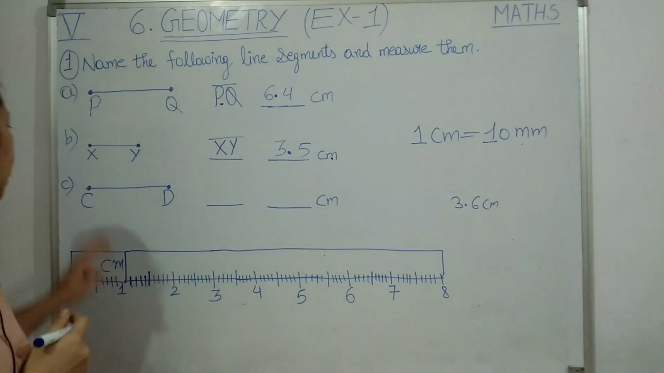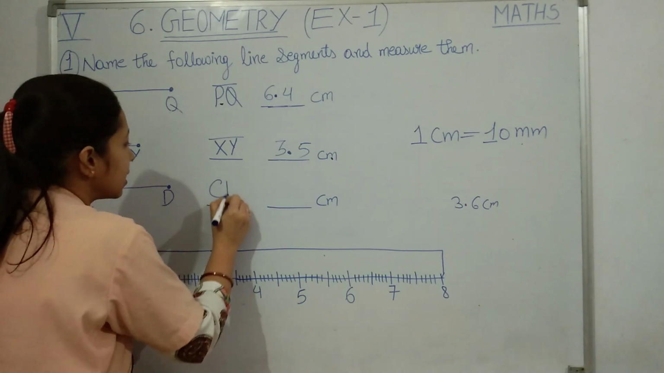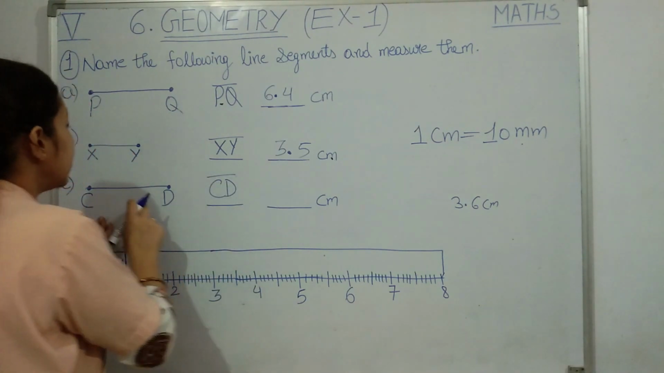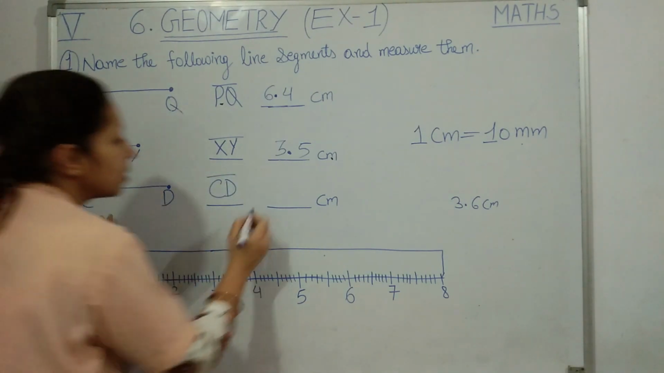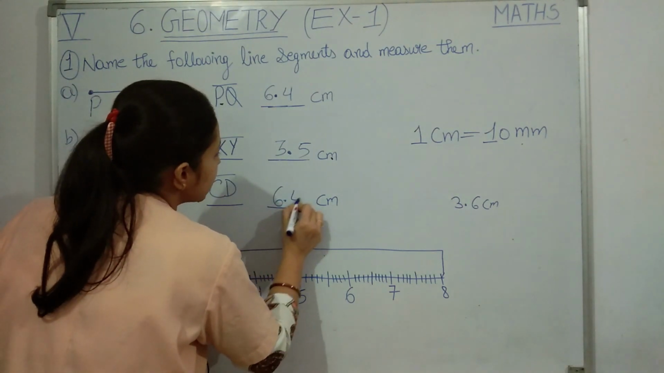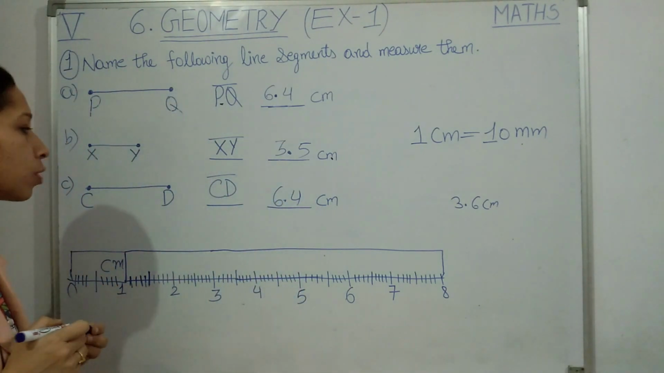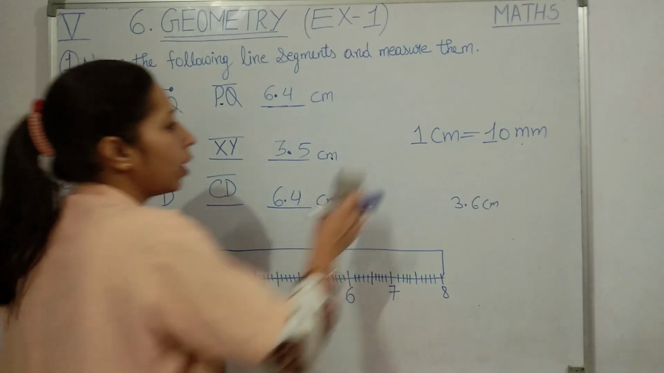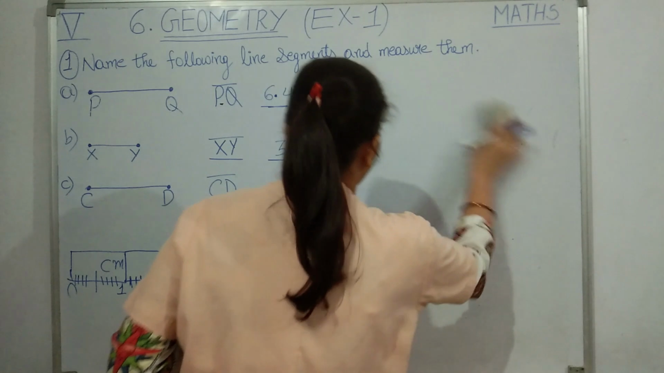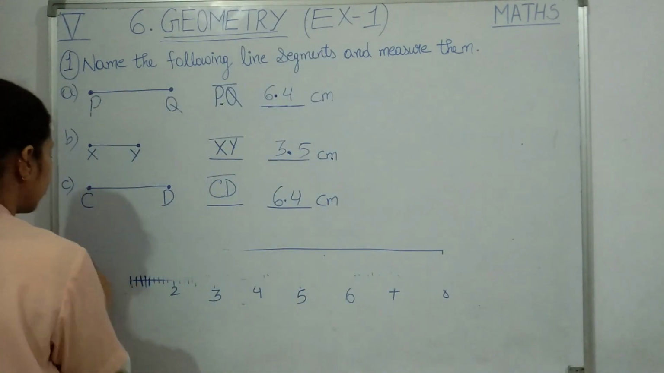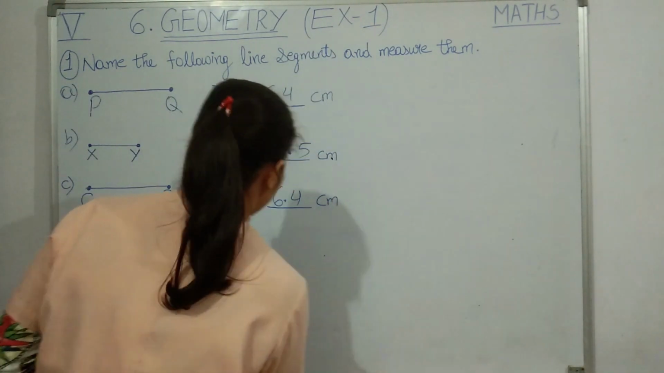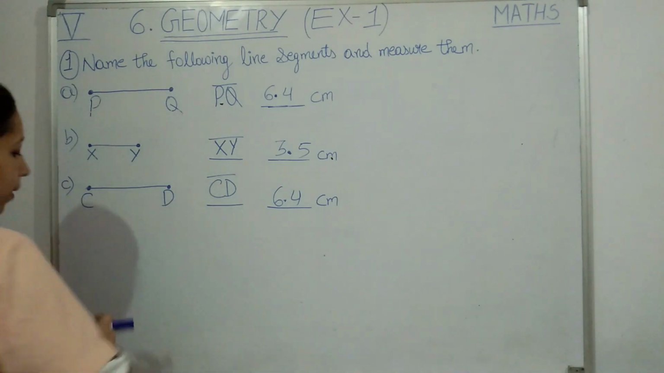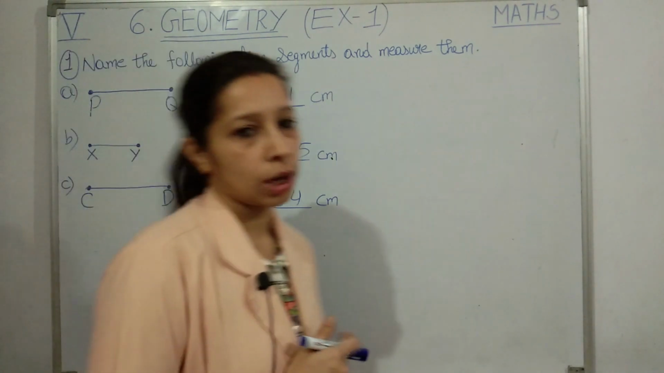Got it, students? In the same manner, this is line segment CD, and again its measure is same as for A, that is 6.4 centimeters. Understood, students? So you can note it down, and point D and E will be your work. You are going to do it as homework. Got it? So like this we measure line segments and we name them. Now note it down, then we'll start question number 2.